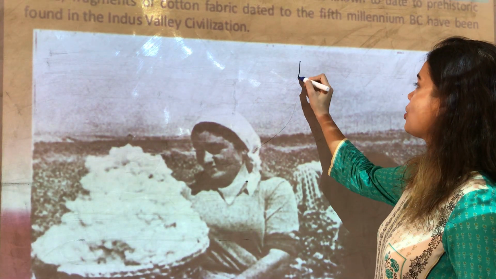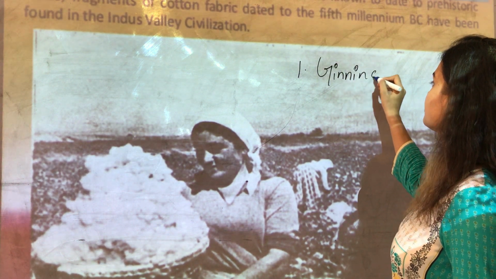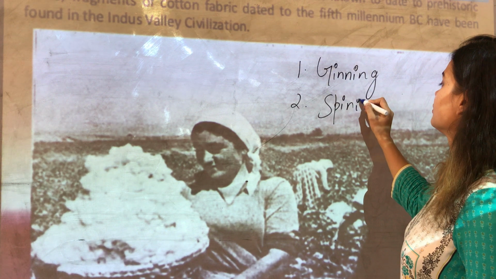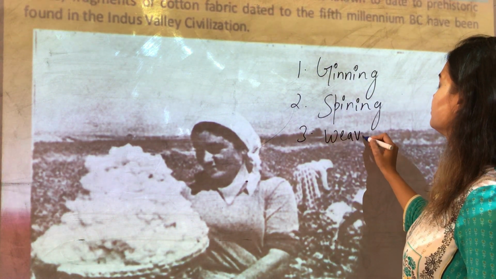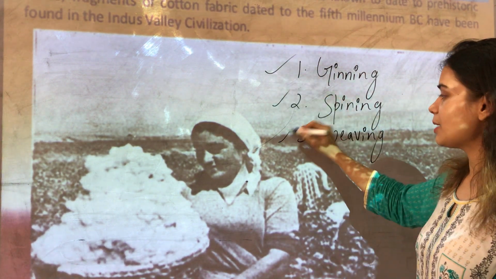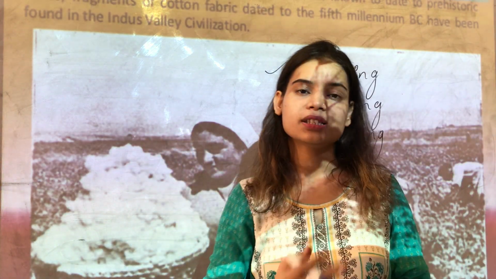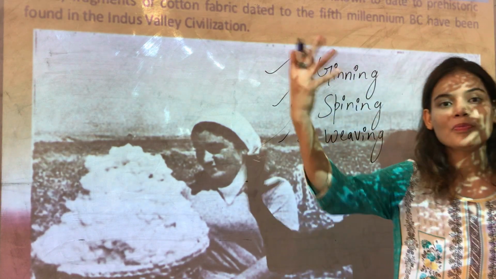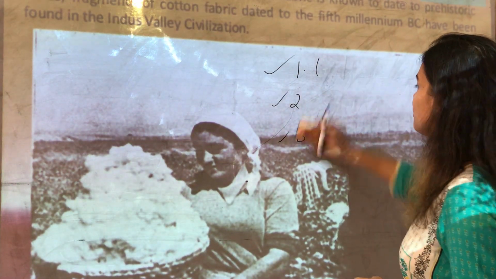The first process is ginning. The second one is spinning. The third one is weaving. Okay, so by using these three processes, we will try to understand the process of obtaining fabric from fiber. Now let us discuss them one by one.